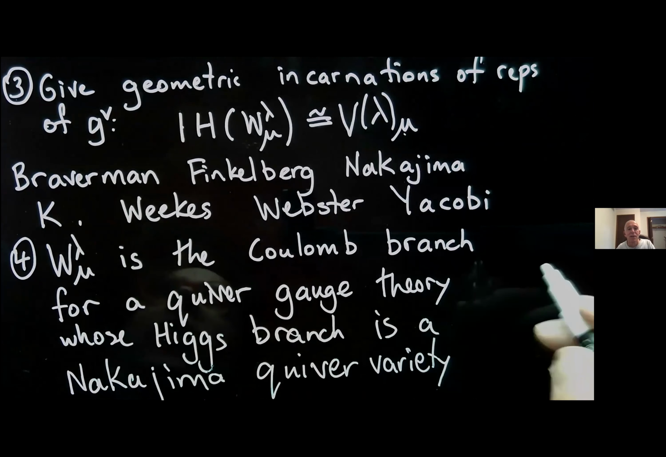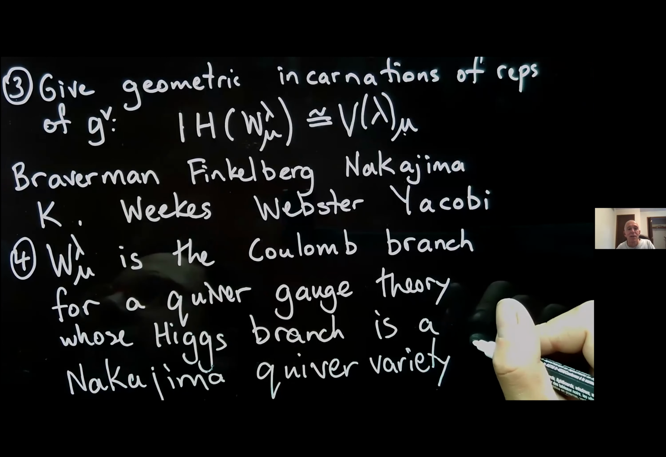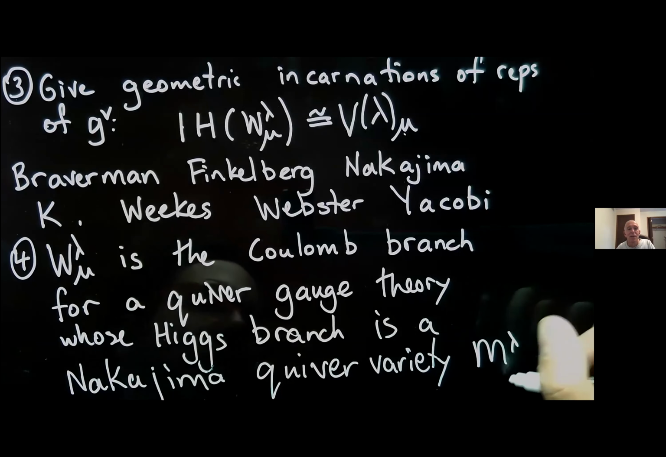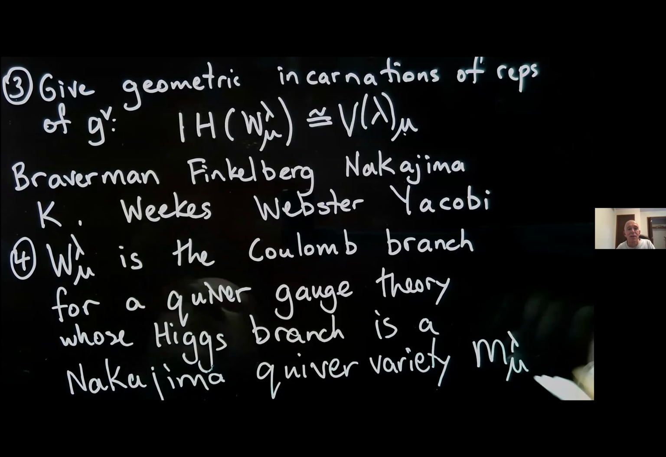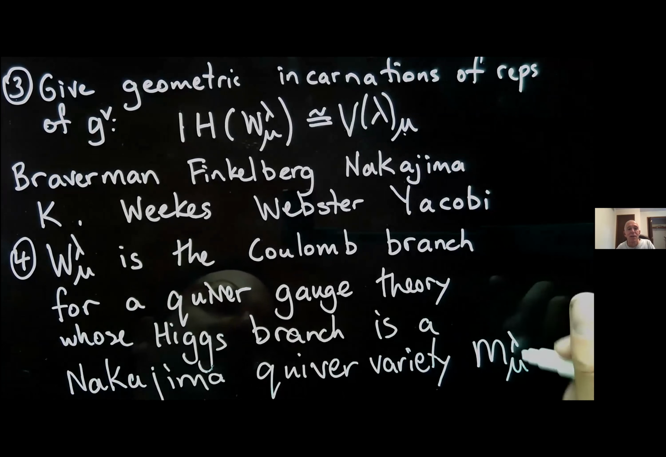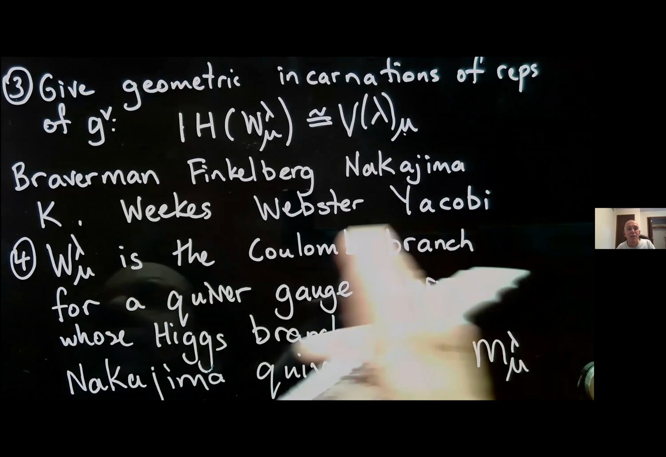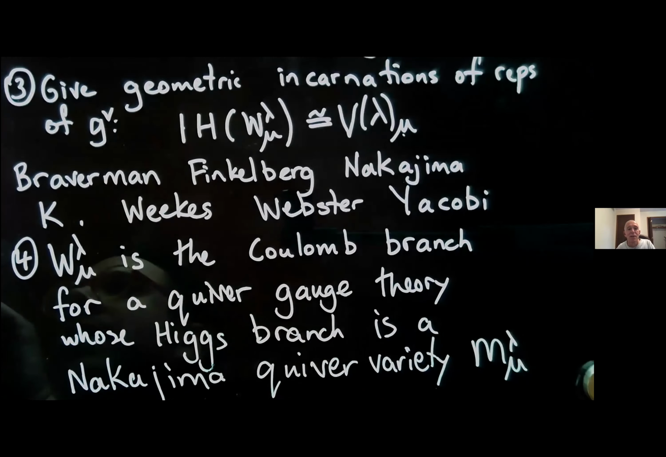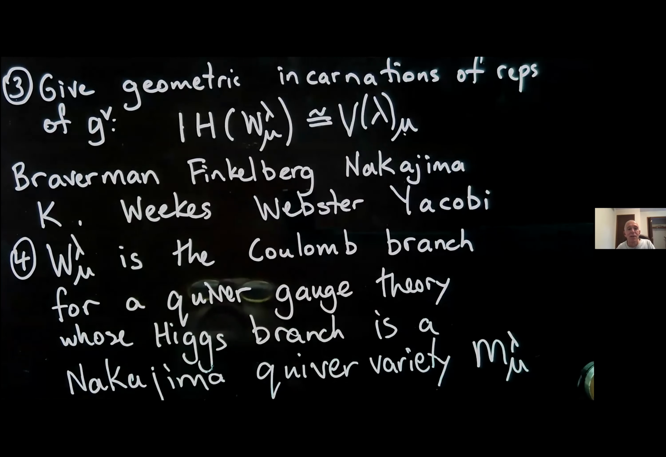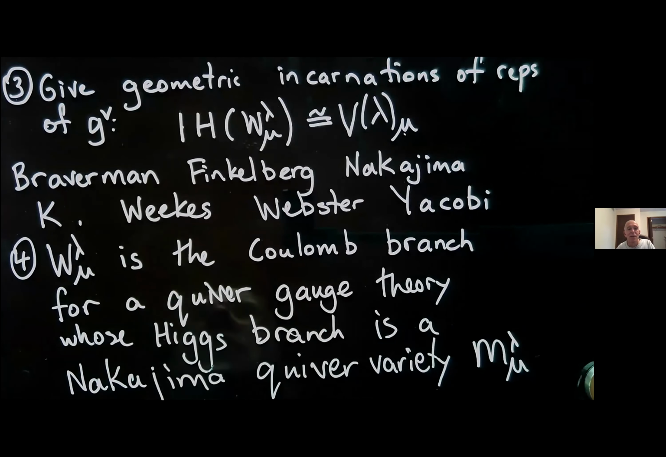And I'll write, maybe just as a notation, m lambda mu for that Nakajima quiver variety. This is what Nakajima would usually write as M(V, W). Okay, so these are the basic properties of these affine Grassmannian slices, and why we're interested in them.